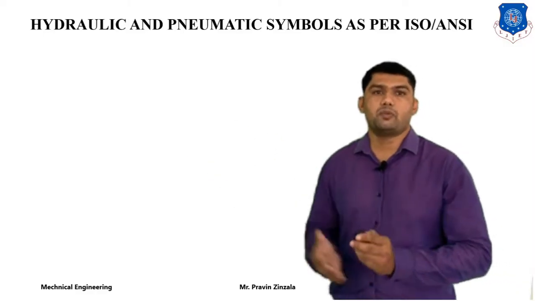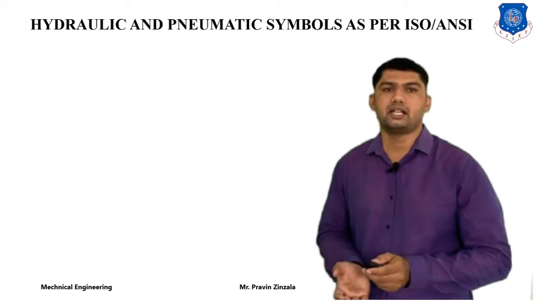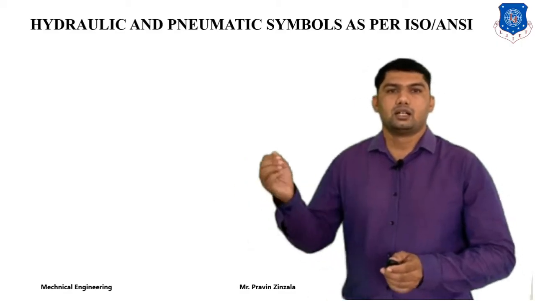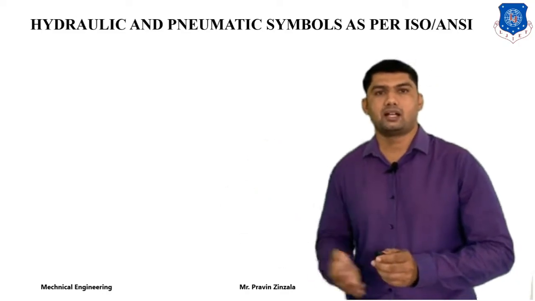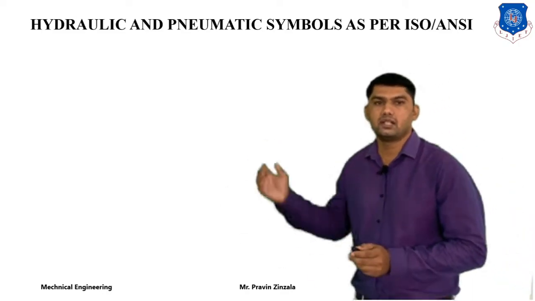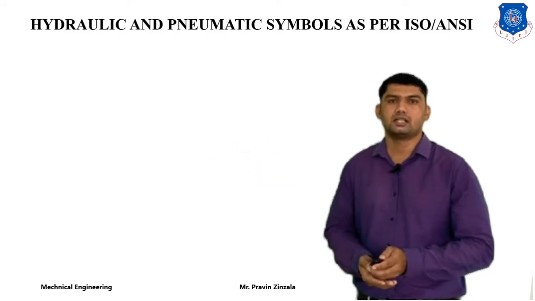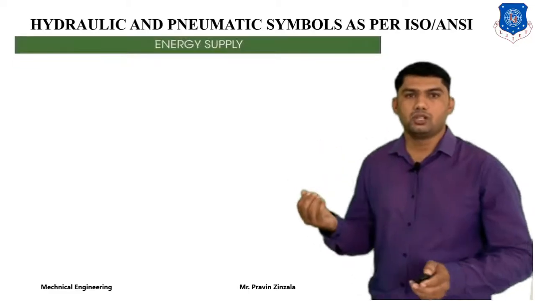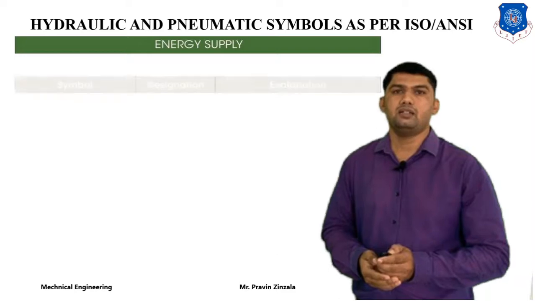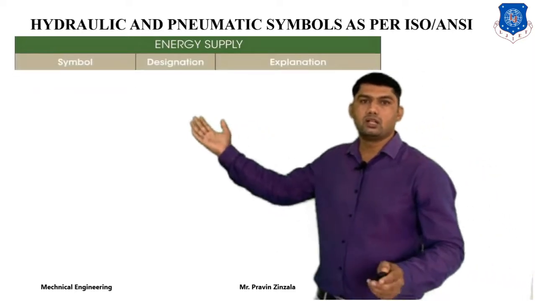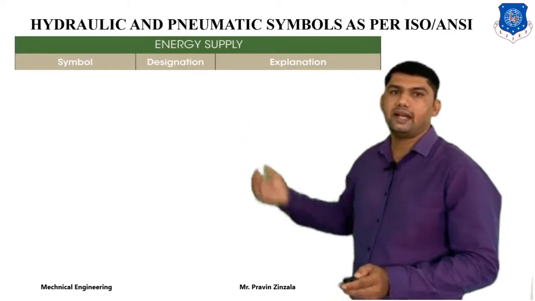What is the requirement of hydraulic symbols? If you want to design a hydraulic and pneumatic circuit, we must remember the different symbols of hydraulic and pneumatic components. The first symbols of the hydraulic system are for energy supply, in which the first column is the symbol, the second column is the designation, and the third column is the explanation.